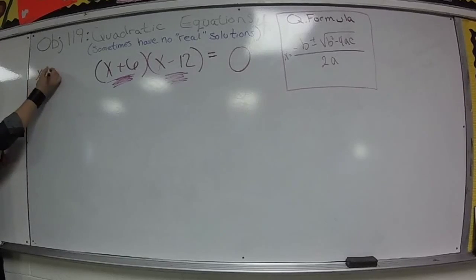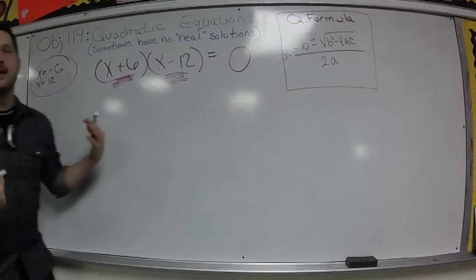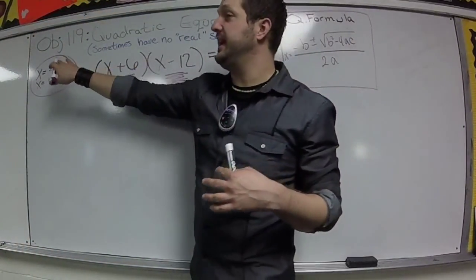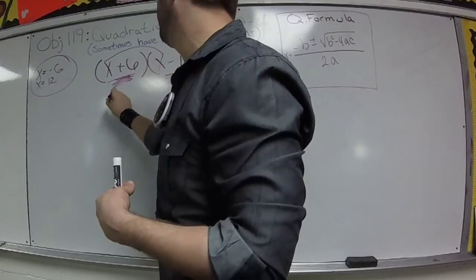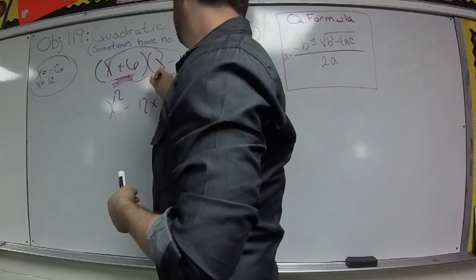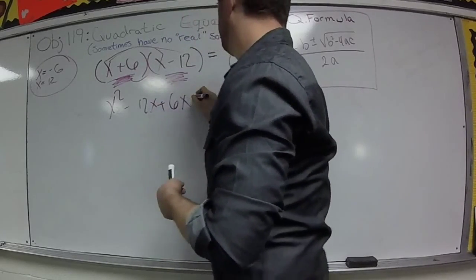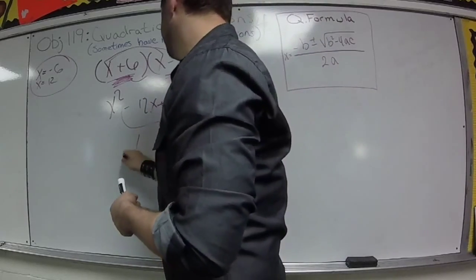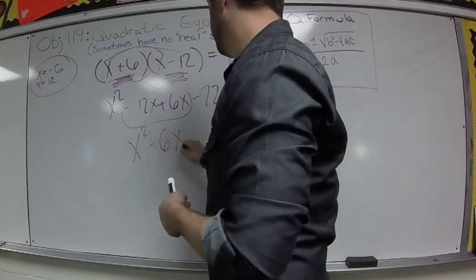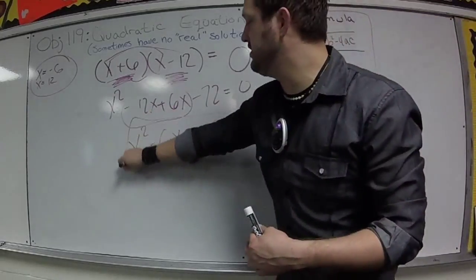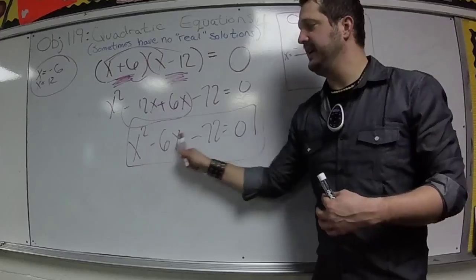But the whole point is that I want to know these answers. Now, if we FOIL this out and use the quadratic formula, those should be the answers that you get. So if you FOIL this out, x squared minus 12x plus 6x minus 72. Those go together, and it makes x squared minus 6x minus 72. All right, so this is the quadratic equation with its a, b, and c.